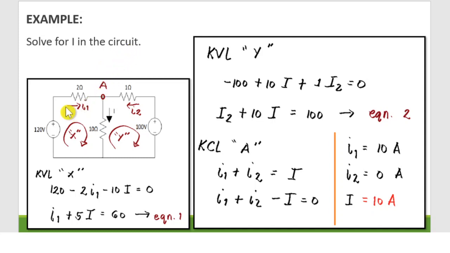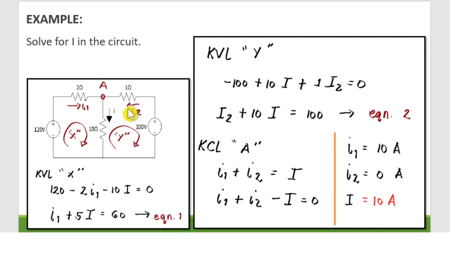So we have assumed that for the 2 ohm, let's assume that the current is pointing to the right. For the 1 ohm resistor, let's assume that the current is passing with direction to the left.